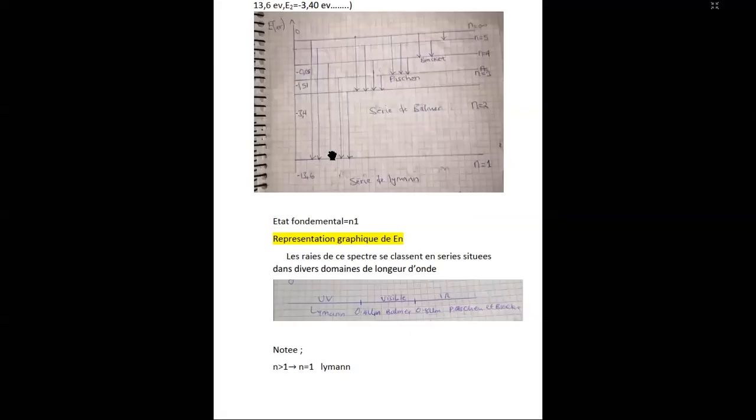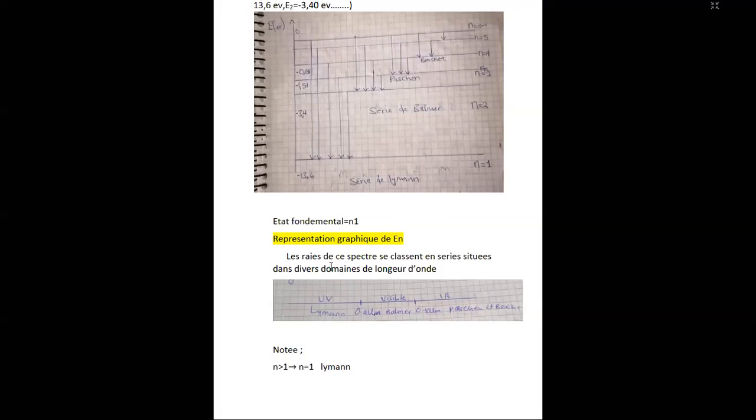This is simply the graphic representation of the energy levels. This is how we present it. You see how questions come about this same diagram, how you can answer the questions. I'll show you the questions.